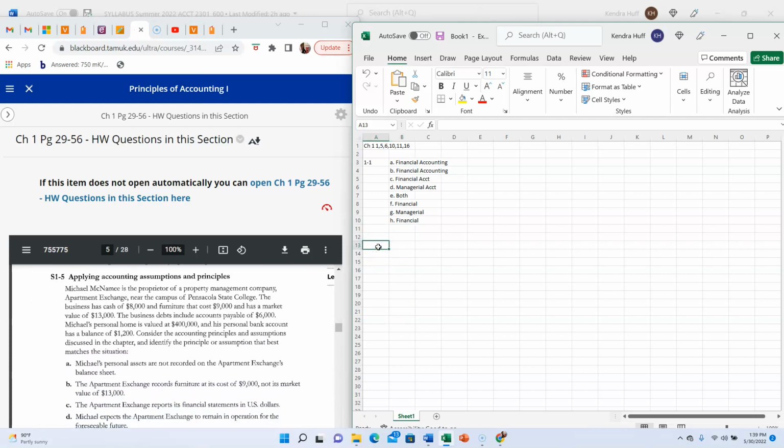All right, there are some accounting principles and assumptions in chapter 1. So you need to read through them and then apply them when you're doing number 5.